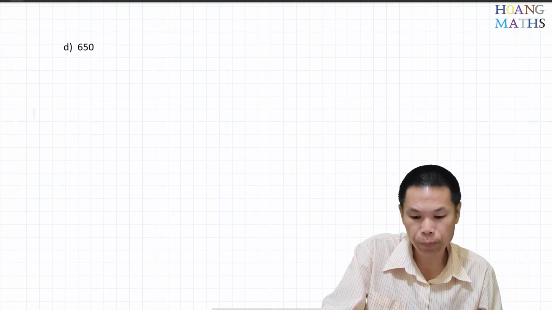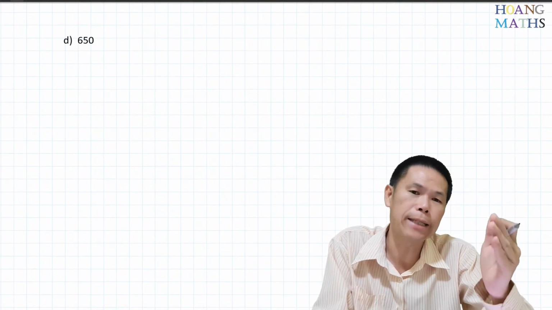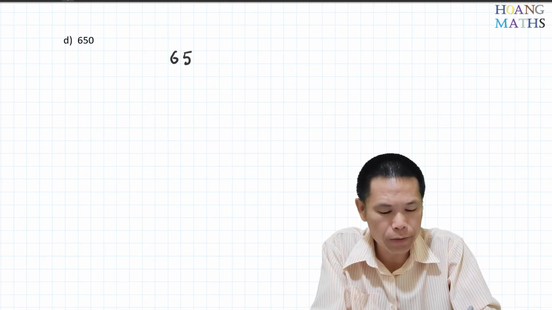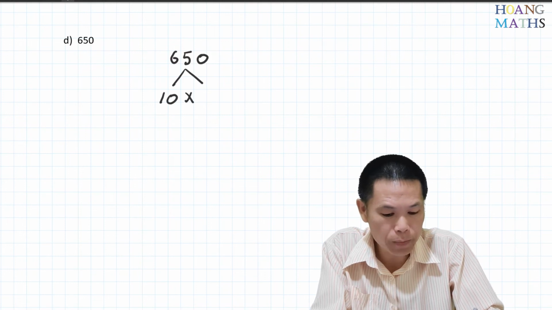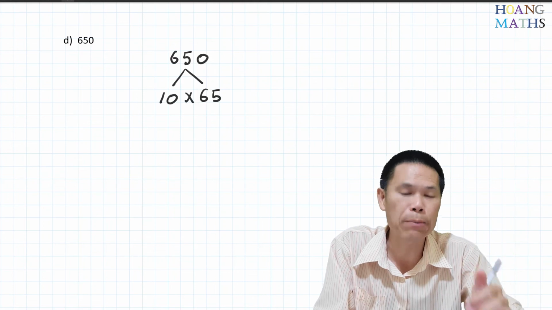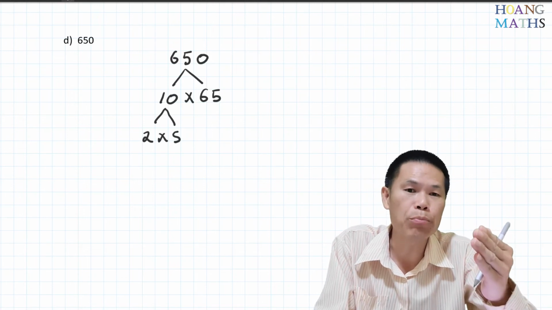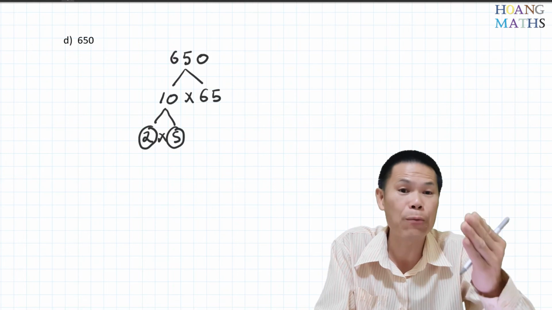Now, last one. 650. The easiest way is 10 times 65, right? So just write 650 first. So this is 10 times 65. And 10 is 2 times 5. So write 2 times 5. And then 2 is a prime number, so it's 5, right? So I just circle it because I'm done with that.